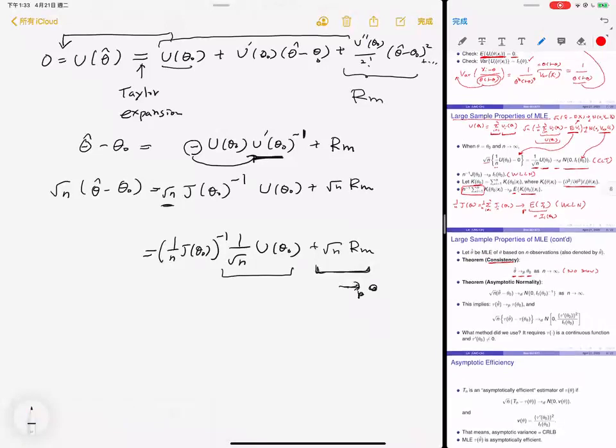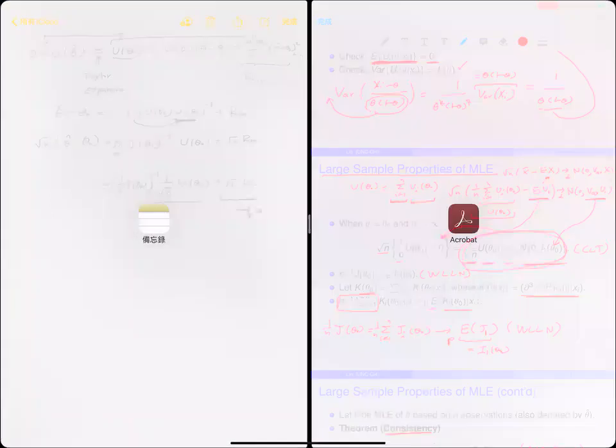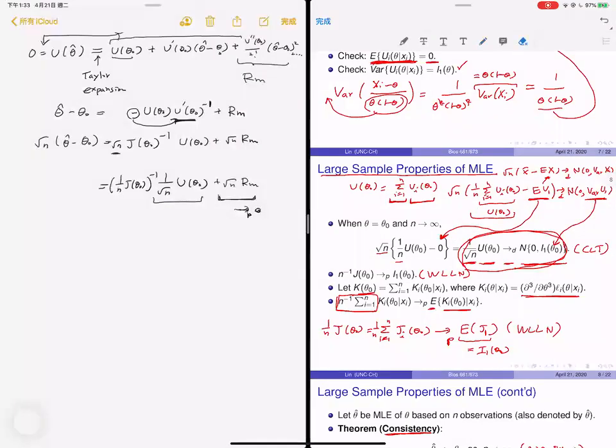Remember I talk about right here. Okay, right here. 1 over square root n times u theta. This guy goes to what? This guy goes in distribution to normal, 0, then I1 theta 0. It's not inverse. I1 theta 0.